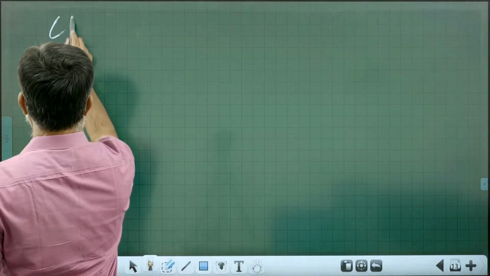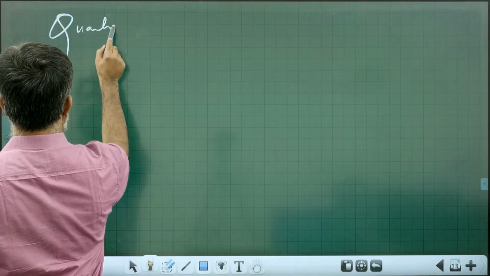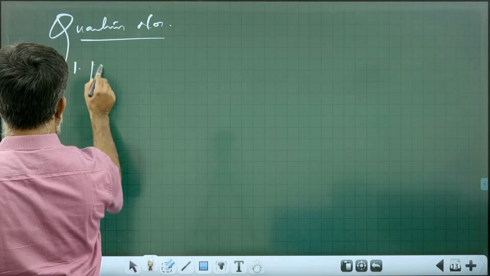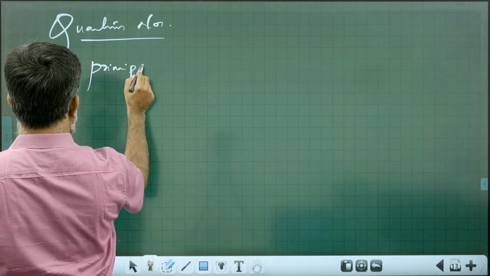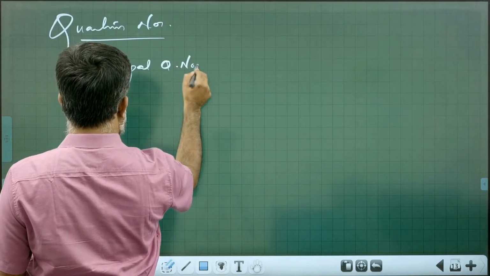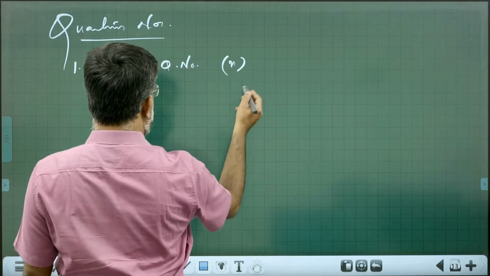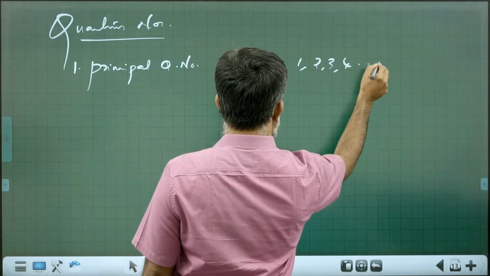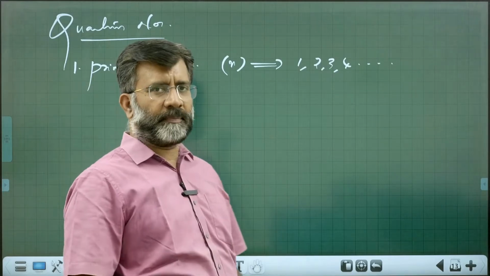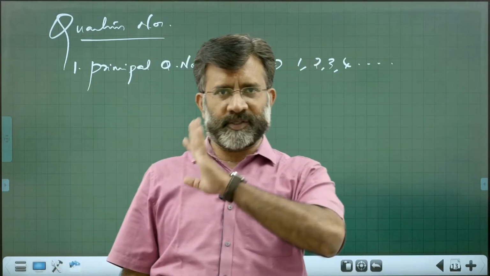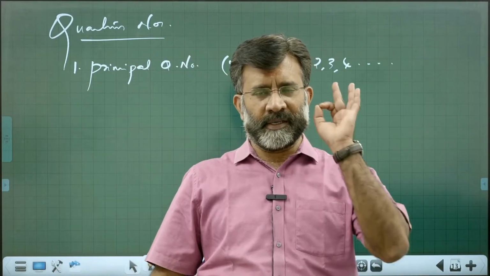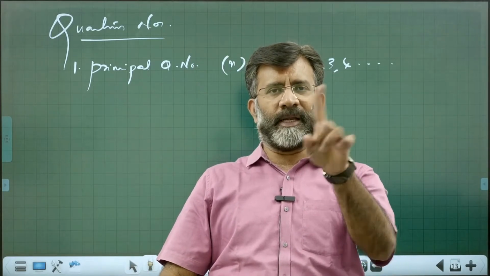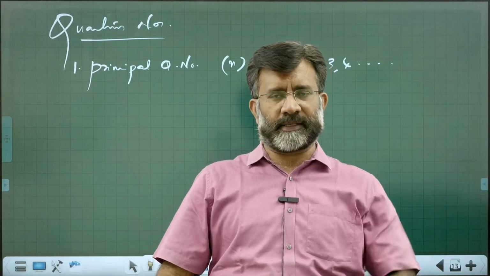Hope you remember quantum numbers. What are quantum numbers? Number one, principal quantum number, designated by n. Its values are independent: 1, 2, 3, 4, etc. The principal quantum number talks about the energy of the orbital and the size of the orbital.